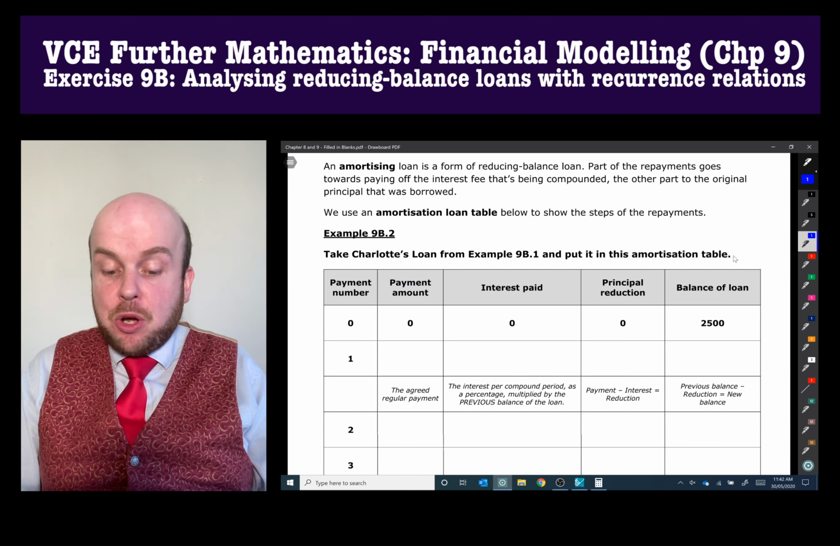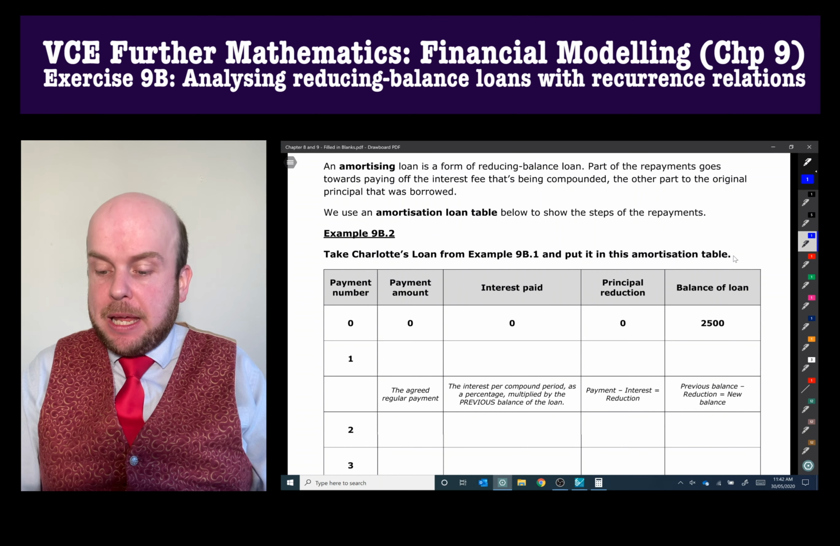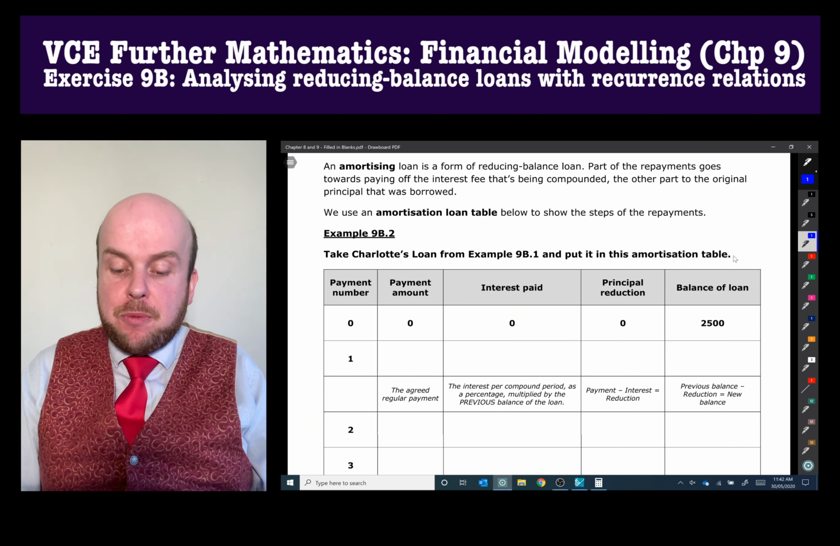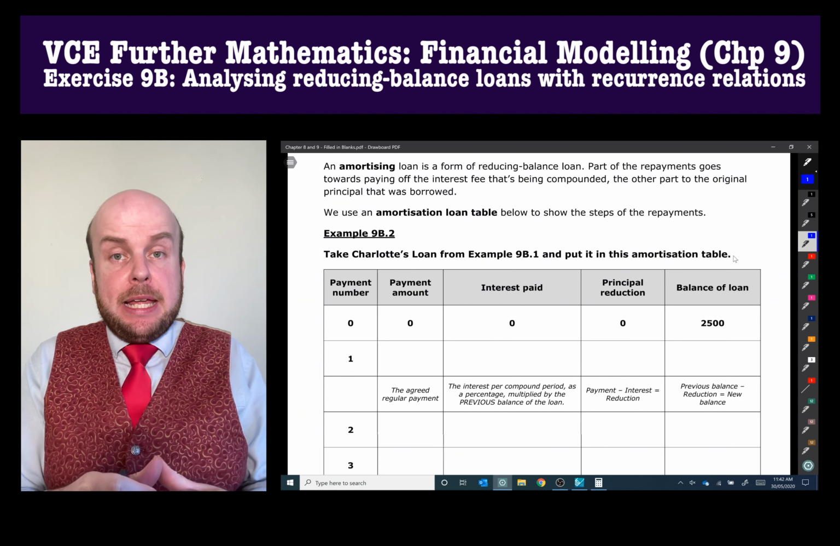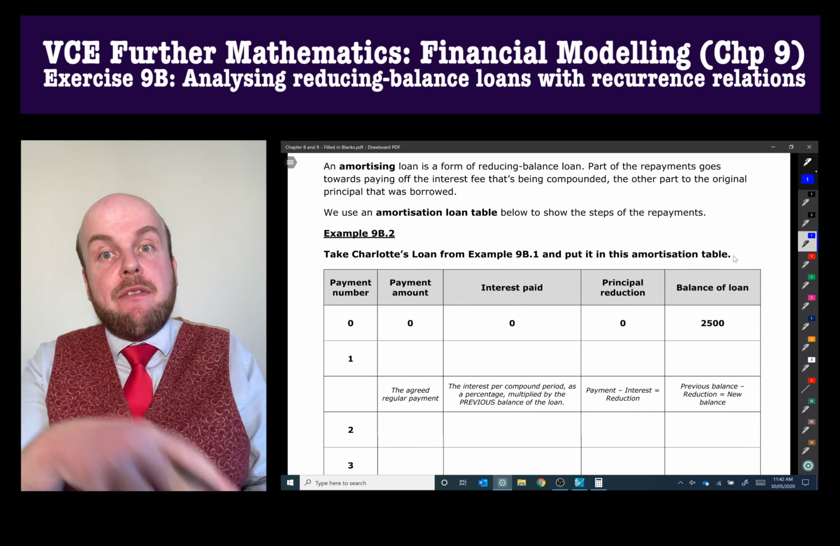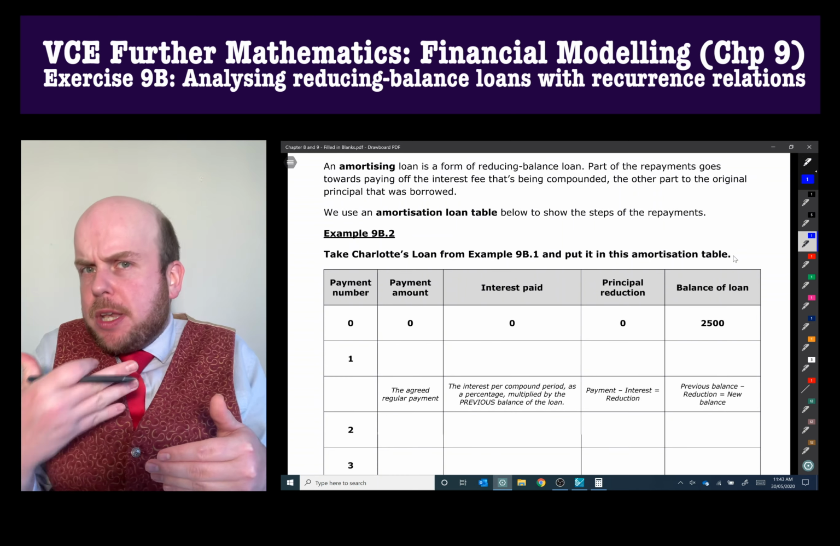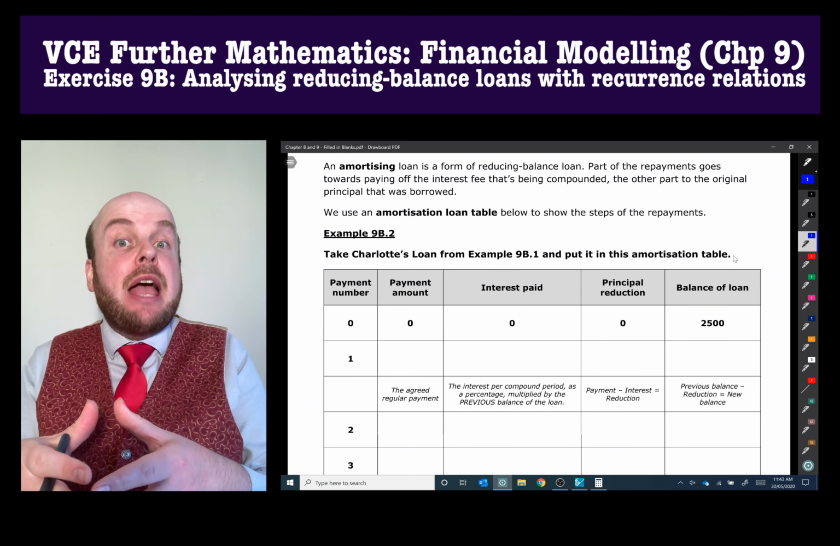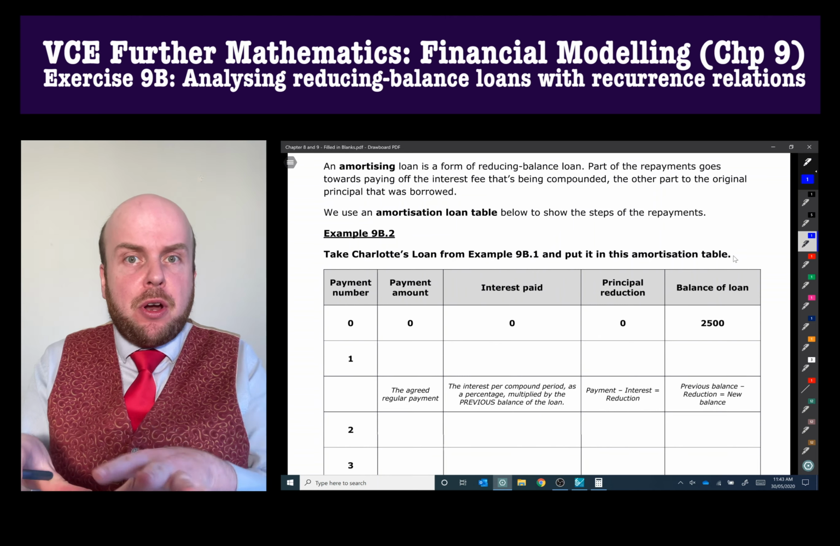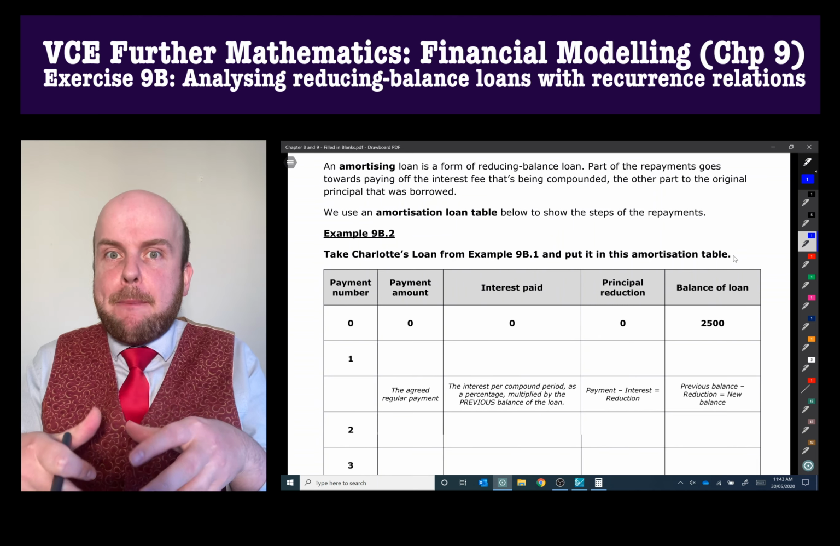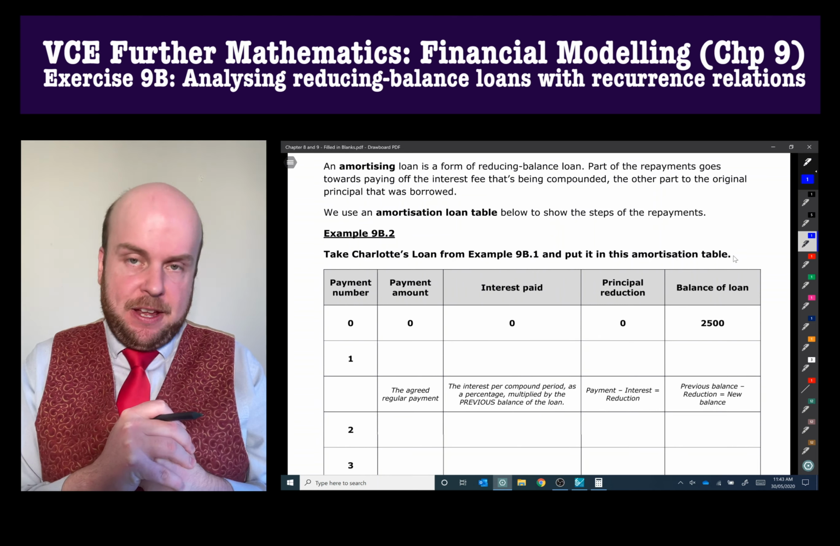Part of the repayment goes towards paying off the interest fee that's being compounded, the other part to the original principal that was borrowed. So what does that mean? Your loan is constantly having an interest fee put onto it. So when you do your repayments, you're not only having to pay back the original amount that you borrowed, but also dedicating some of that payment to paying off the interest fee.